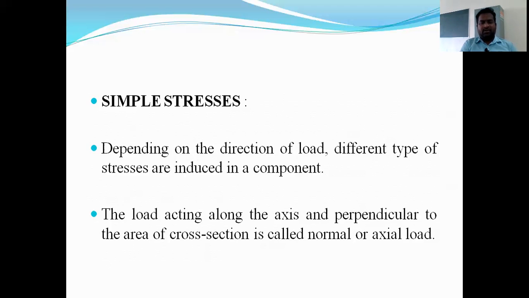The load acting along the axis and perpendicular to the area of cross section is called normal or axial load. We know already the load acting along the axis and perpendicular to the area of cross section.